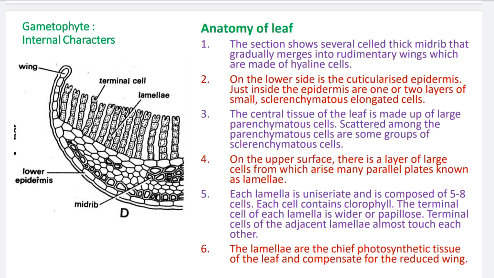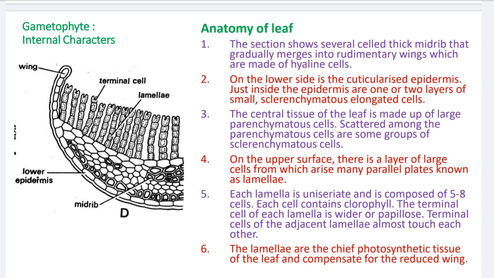Number 4: on the upper surface of the leaf, there is a layer of large cells from which arise many parallel plates known as lamellae. You see in the diagram, toward the upper side of the leaf, many parallelly arranged plate-like filaments are there. These are called the lamellae.